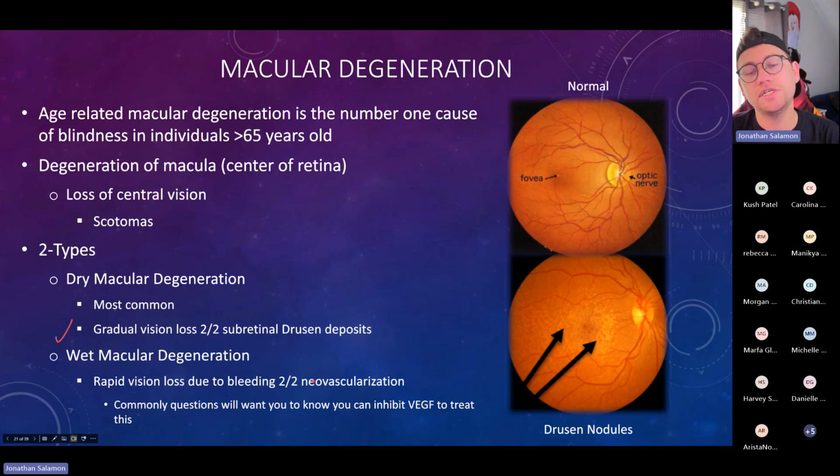And then wet macular degeneration. Wet macular degeneration is due to new blood vessels, essentially. It's bleeding caused by the production of new blood vessels, neovascularization. A lot of times when they ask about this, what they want you to know is that it's treated with VEGF inhibitors, right? Vascular endothelial growth factor. If you stop the growth of the blood vessels, you will stop the progression of the wet macular degeneration. Usually that's a sneaky way they like to ask questions on this.